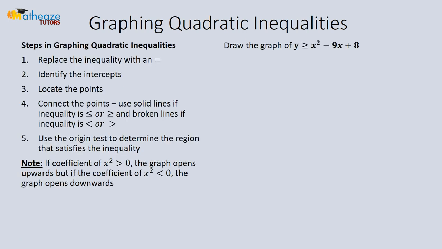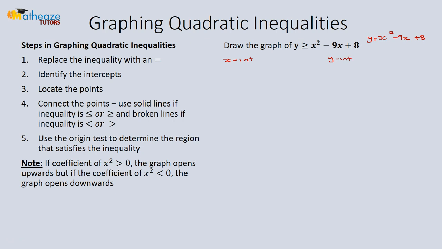So the first thing we're going to do is replace the inequality with an equal to sign. So for the sake of that, let's do that right here. X squared minus 9x plus 8, and then we're going to say y equal to that. And we're going to look at the x-intercept, and then we're going to look at the y-intercept.